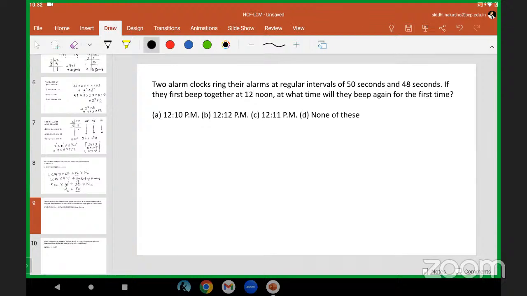There are two alarm clocks that ring their alarms at regular intervals of 50 seconds and 48 seconds. If they beep together at 12 noon, at what time will they beep together again for the first time? You can take 2 minutes for this and try this question.